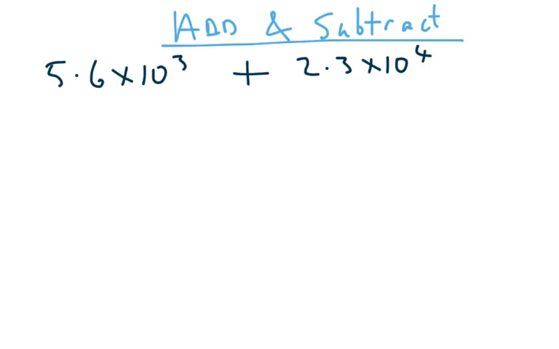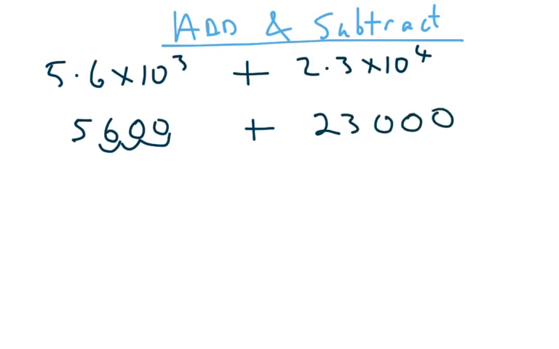Okay, when you're adding and subtracting numbers which are written in scientific notation or standard form, you have to convert them back to ordinary, normal decimal numbers. So 5.6 by 10 to the power of 3: I move my decimal point forward 3 times, so once, twice, 3 times. So it's 5,600 plus 2.3 by 10 to the power of 4. I need to go forward 4 times, so once, twice, 3, 4. So it's 23,000.